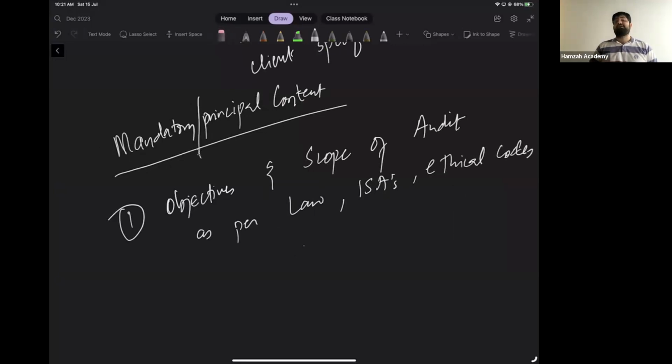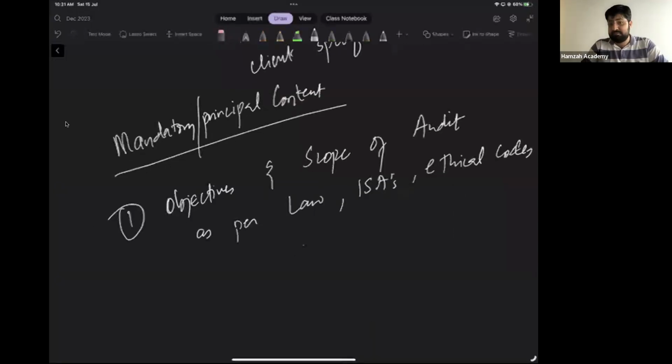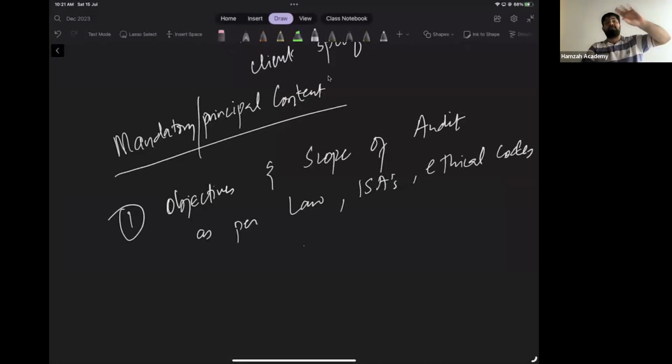Any ethical codes? Yes. So the first thing presented in the engagement letter is the audit objectives as per law. What law says? What international standards on auditing say? What codes of ethics say? These are the objectives and scope of audit. Now, next, second.